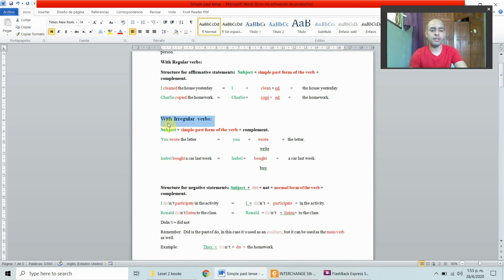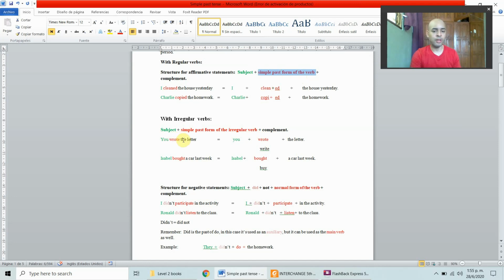So with irregular verbs, this is different. With irregular verbs, we have to write the simple past form of the irregular verb plus the complement. Remember that irregular verbs don't follow this rule. They don't follow the rule of adding ed. They have their own past form.